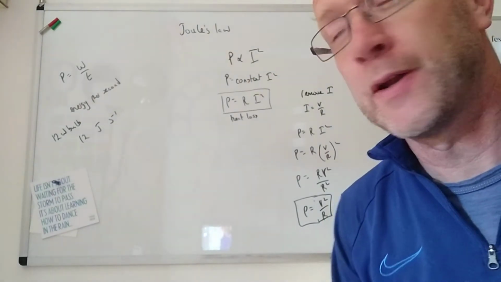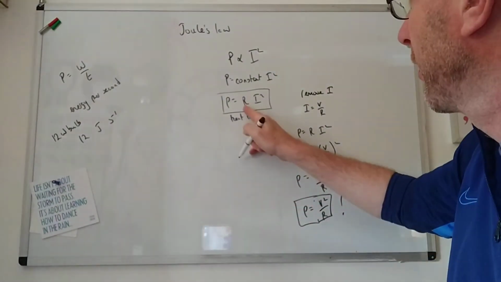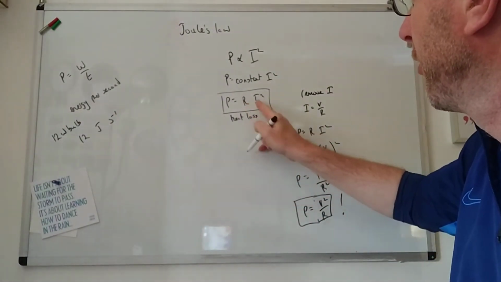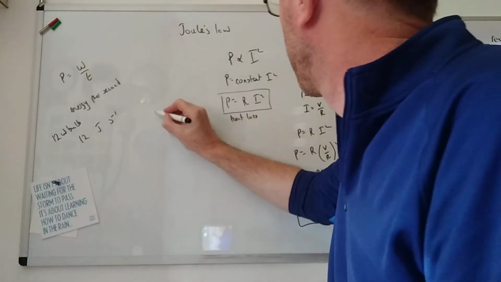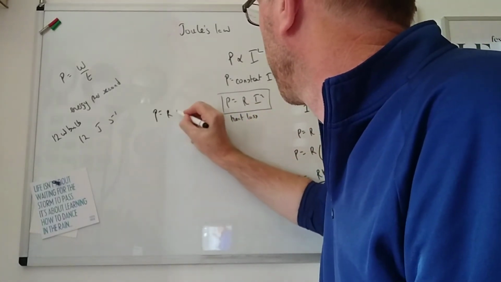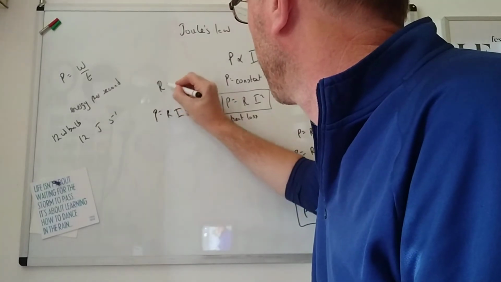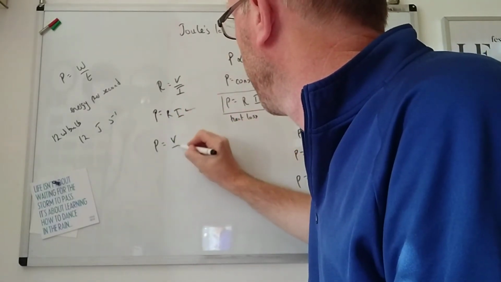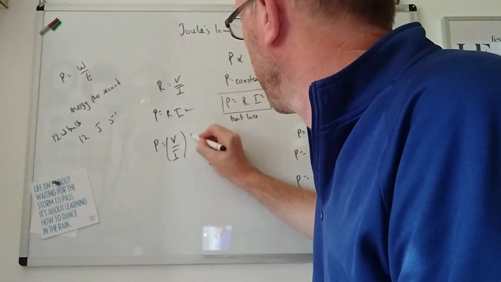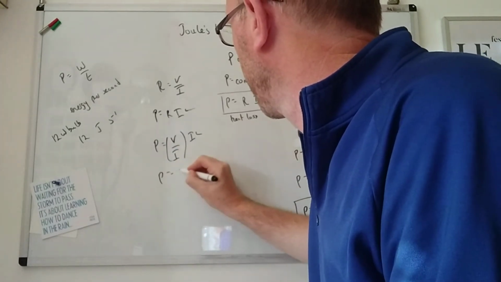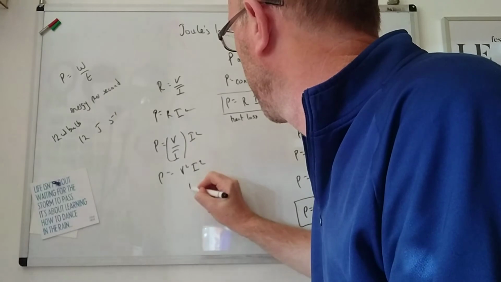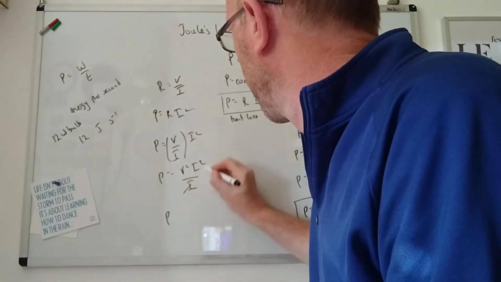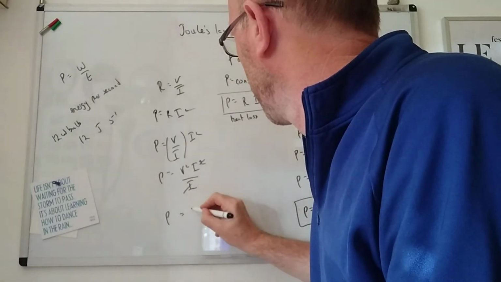It's handy, right? And then also, if we want, let's say, V and I, so we want to get rid of the R, start with P is equal to RI squared. This time we want to get rid of the R, so we say R is V over I from Ohm's law. So P is equal to V over I times I squared. So it's V I squared over I, and that simplifies down to V I.